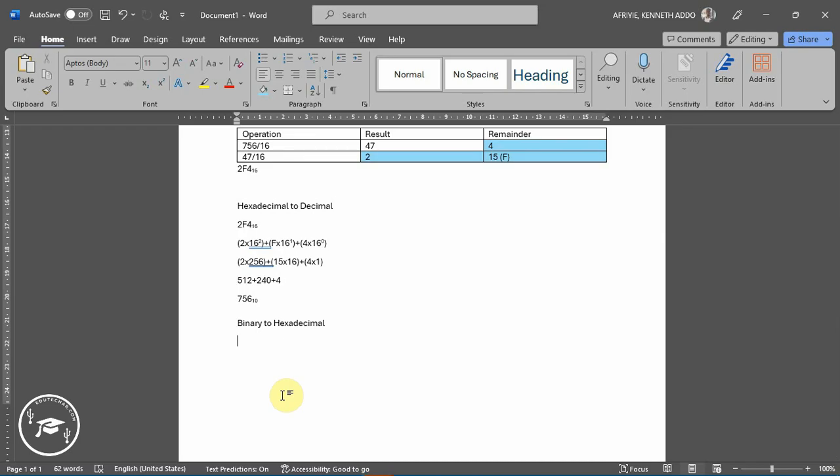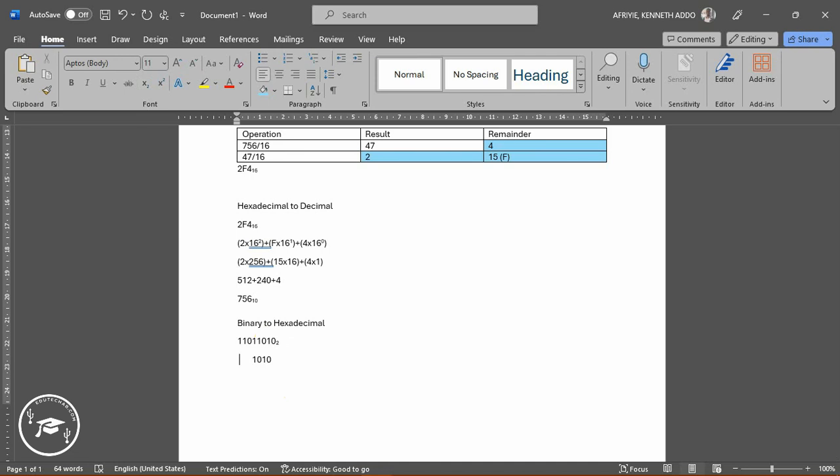So let's take, let's say, 11011010, right? Base 2, and then let's convert into hexadecimal. So what we have to do here is to group them into groups of 4. So we take the first four, starting from the right. So we have 1010, right, which is at this side.